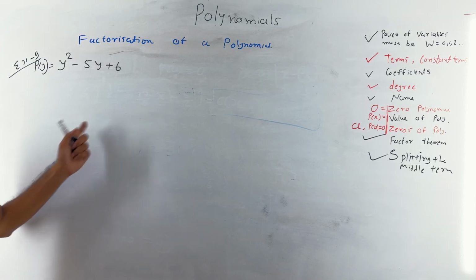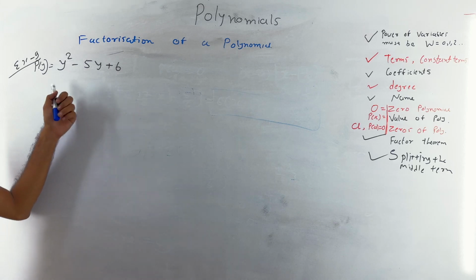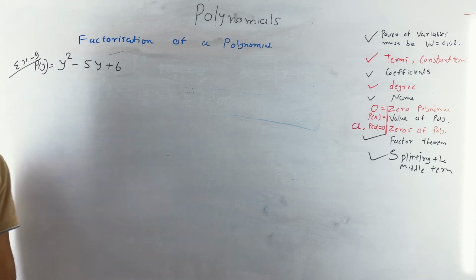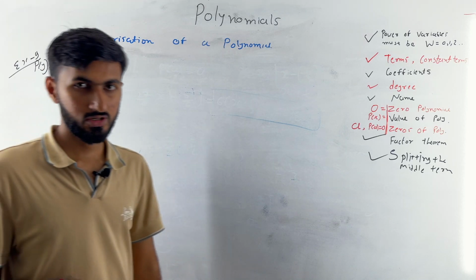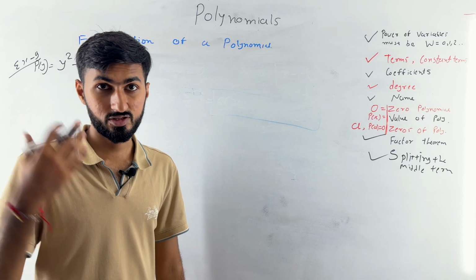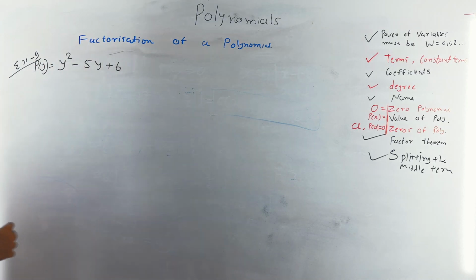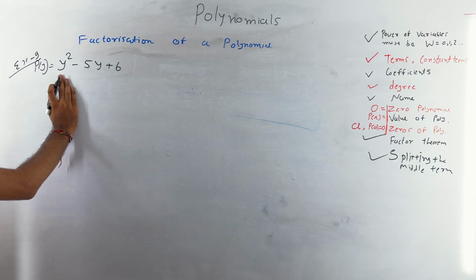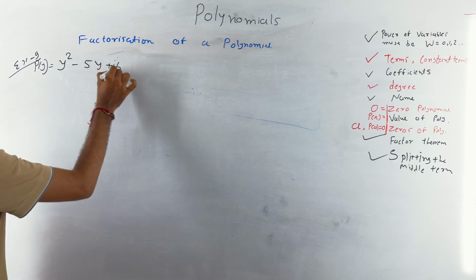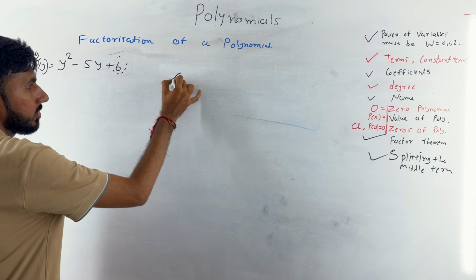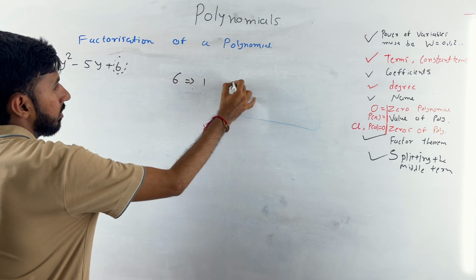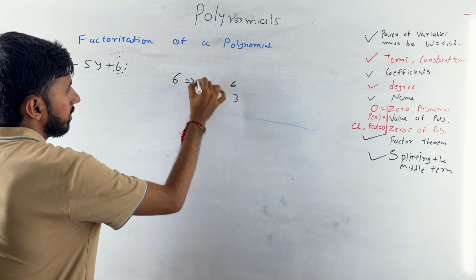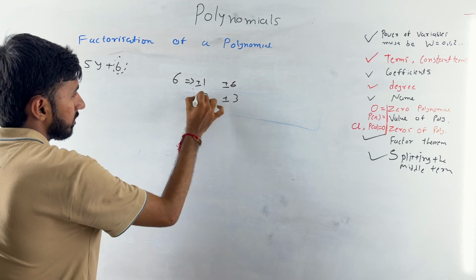Here is our example number 9. P of y is equal to y squared minus 5y plus 6. I have to factorize this by using factor theorem. Again, factor theorem. Let us see if it will be easy for us or not. So to use factor theorem, you have to focus on the constant term. Here I have constant term 6. So factors of 6 are 1 and 6, 2 and 3. Let me write plus minus for each, right?